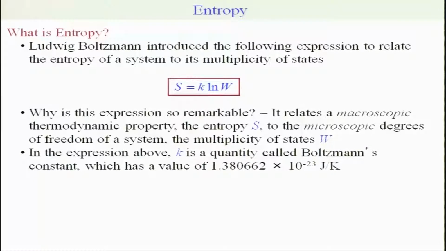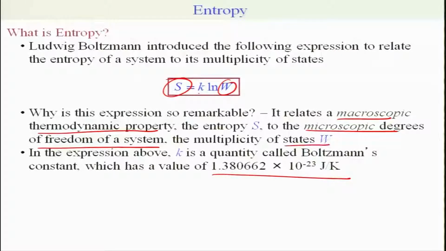Ludwig Boltzmann introduced the following expression, where entropy is proportional to the logarithm of the multiplicity, where the constant of proportionality is k, which is called the Boltzmann constant, and its value is given here. Okay. Now, it is a remarkable expression, because here you have entropy as a macroscopic thermodynamic property, and W is the microscopic degree of freedom of the system, or multiplicity. So, this is a relation which connects a macroscopic thermodynamic property to a microscopic property, and it is sometimes also called the bridge equation.